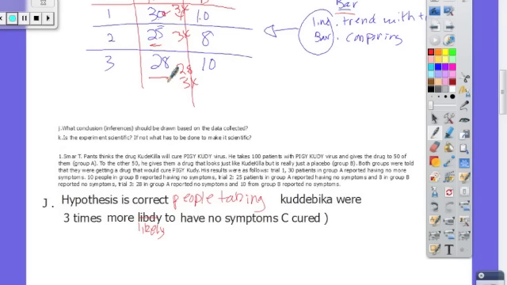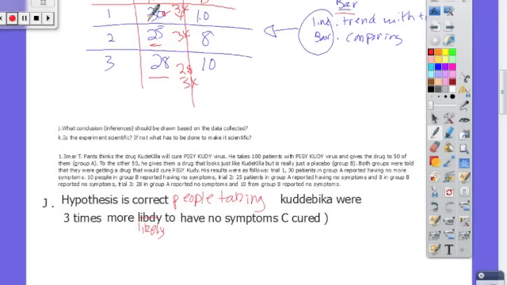So that's why our inference, and when we do inference, we look at data and we come up with a statement based on the trend or the pattern that we see. So the pattern that we see here is that people were 3 times more likely to get better using the treatment than not using it. So that's why we came up with our inference. Inference, again, use your data to derive a conclusion based on the data.